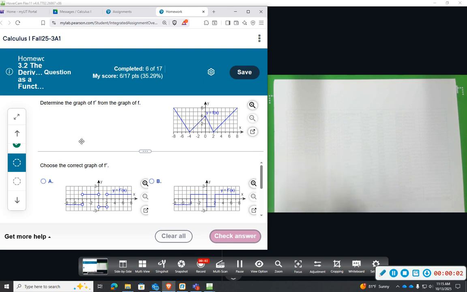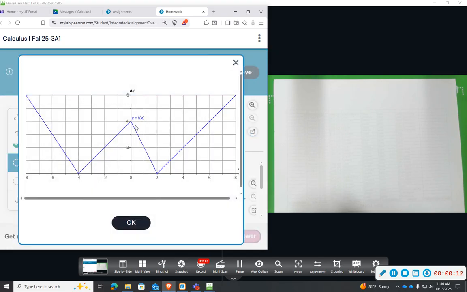All right, number 7. We want to determine the graph of f prime from the graph of f. And so looking at this graph, we'll just read off the slope and see what happens. In this first section, it looks like we go down 1, 2, 3, and right 2. So down 3, right 2. So 3 over 2, negative 3/2 for the first section.